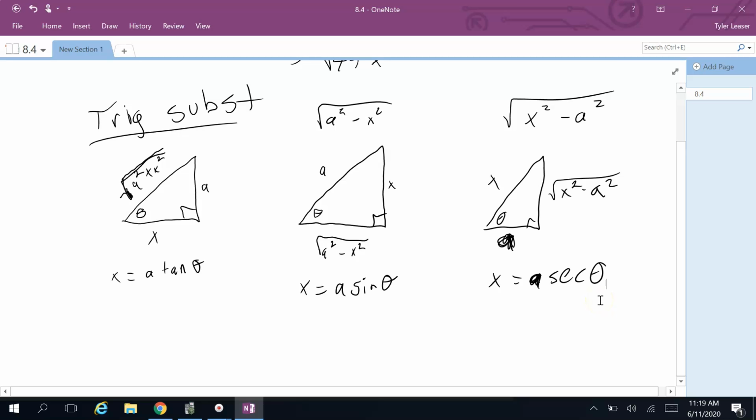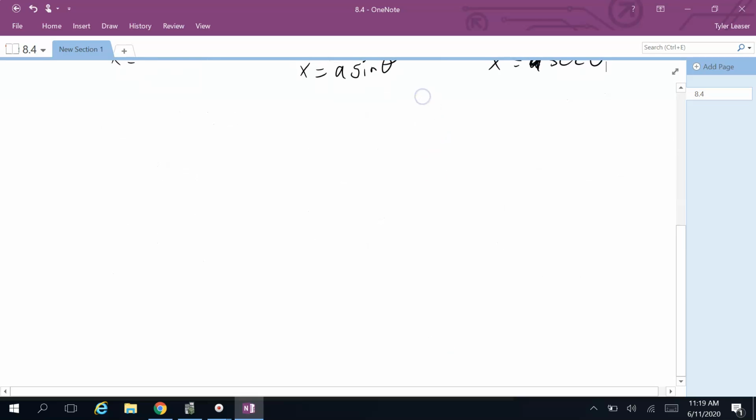Okay, so let's look at doing an actual example. We'll just do that example that I have up above there.